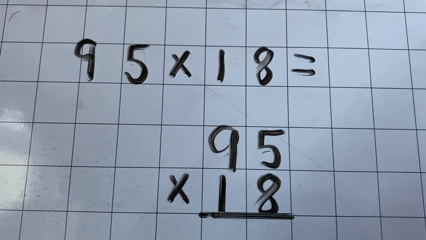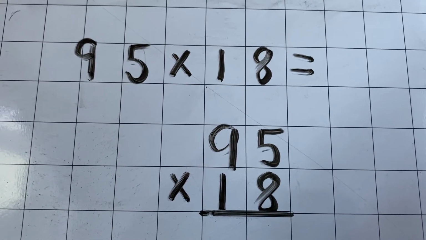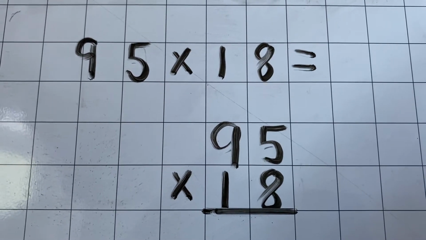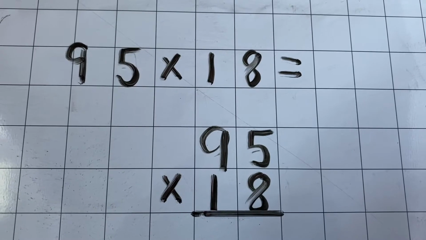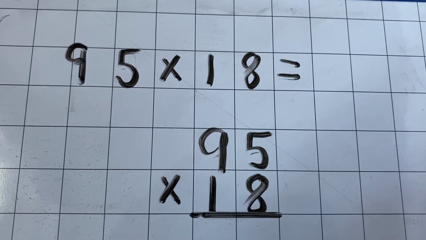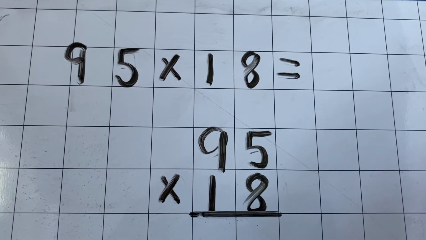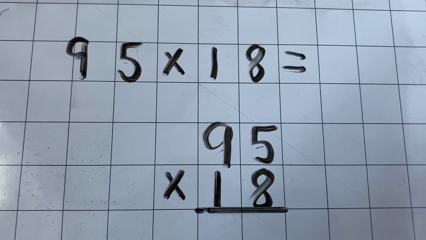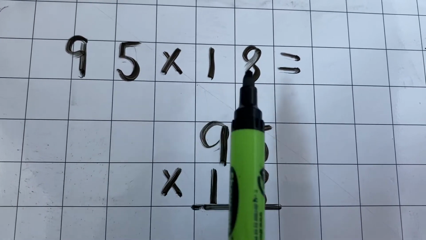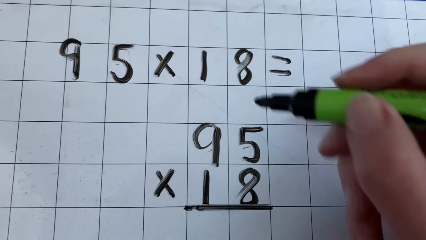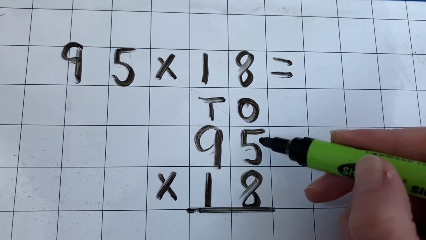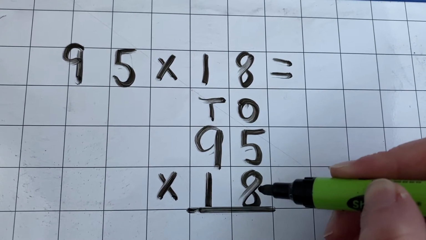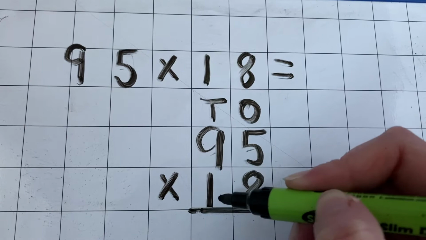Finally, in Year 5 and 6, children will progress to using the long multiplication method when they are using the standard method for multiplication. They will use this method when multiplying 2 or more digits by 2 or more digits. For example, here we have 95 times 18. So we make sure that we write it out in columns, 5 and 8 being the ones, 9 tens and 1 ten being the tens column.